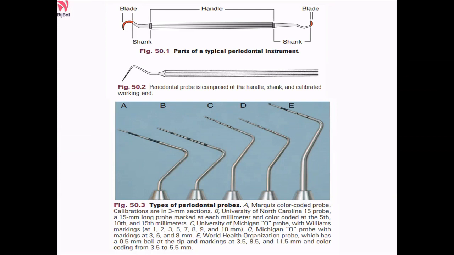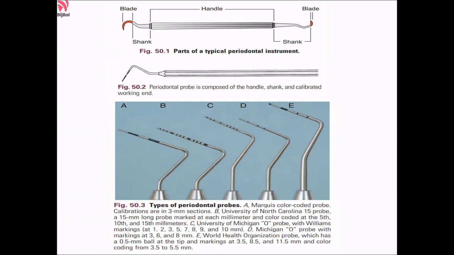Then, University of Michigan probe. This is the University of Michigan, a Williams marking probe. Okay, this is what we generally use, with markings at 3, 6, and 8, right? Which is the probe which has a ball at the tip? CPI. CPITN probe. The WHO probe and the CPITN probe.